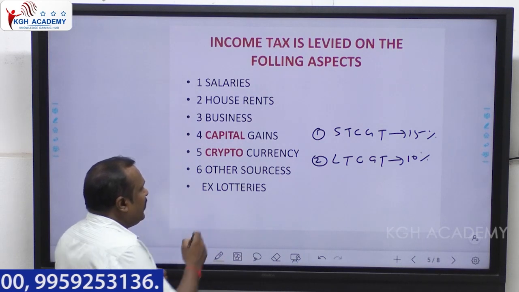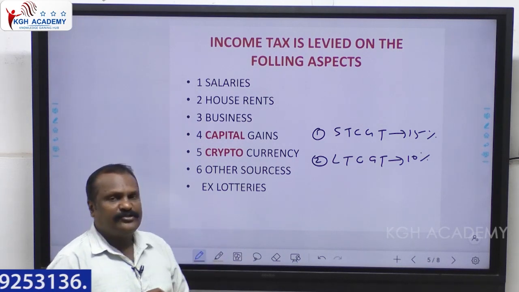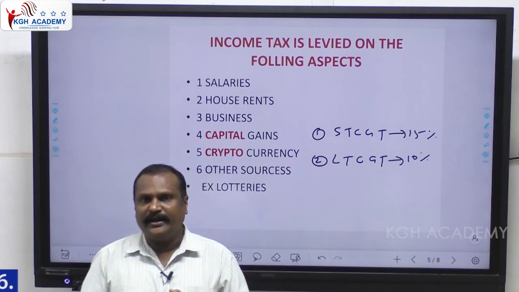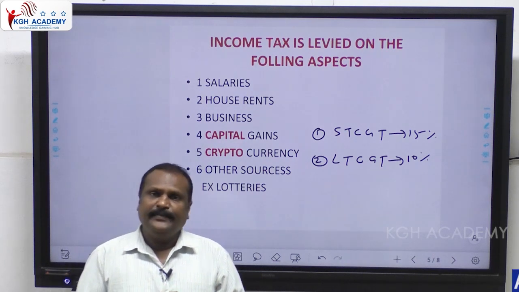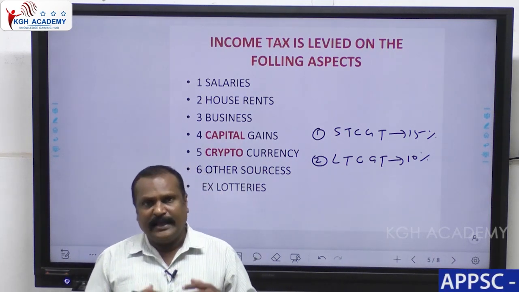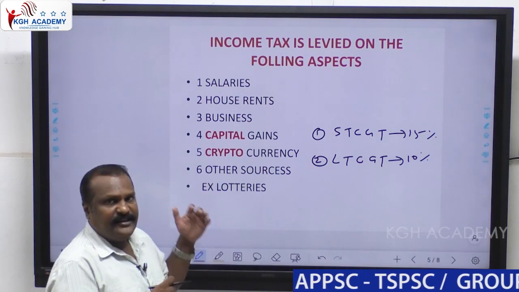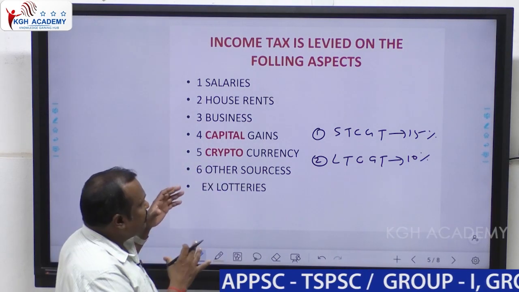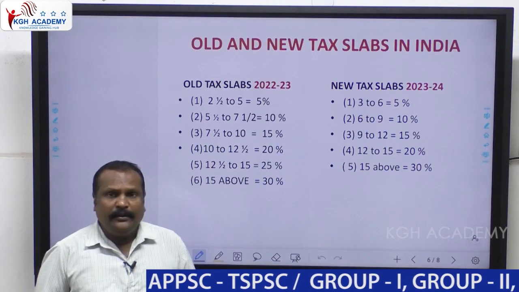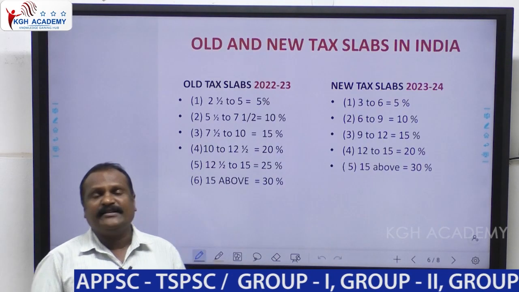Then come to the other sources. Other sources means when a person gets a lottery ticket, that means, Kaun Bane Karodpati, he has to pay income tax to the central government. Okay, these are the six aspects on which income tax is levied. Let us discuss the income tax slabs.